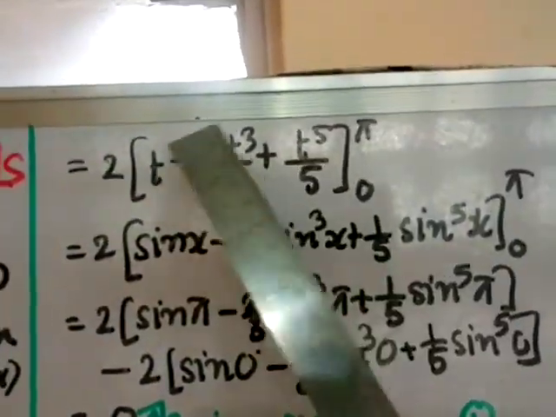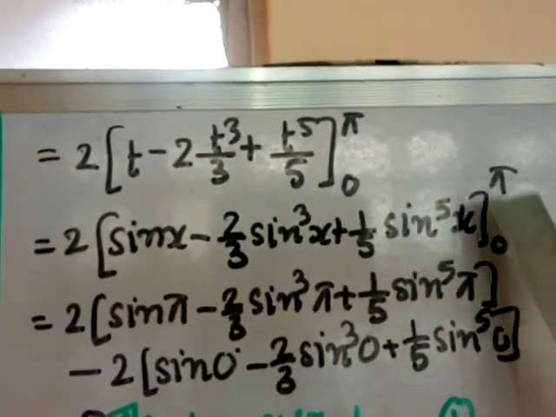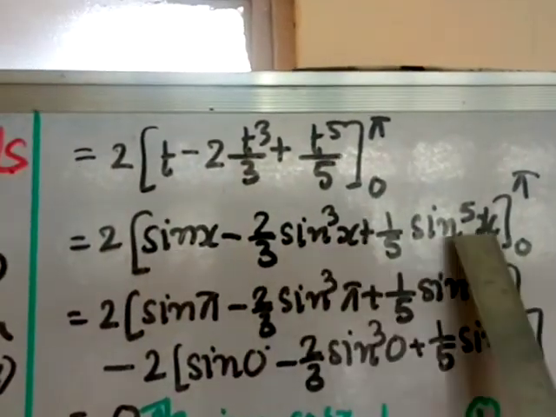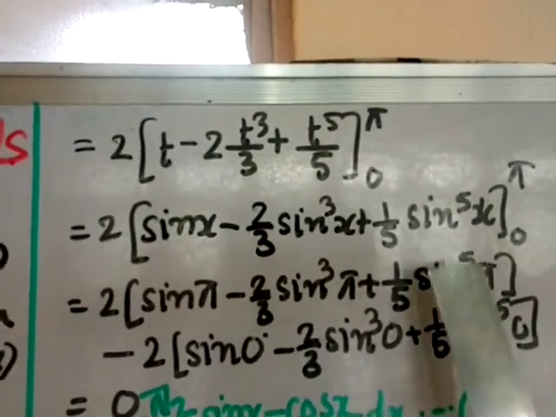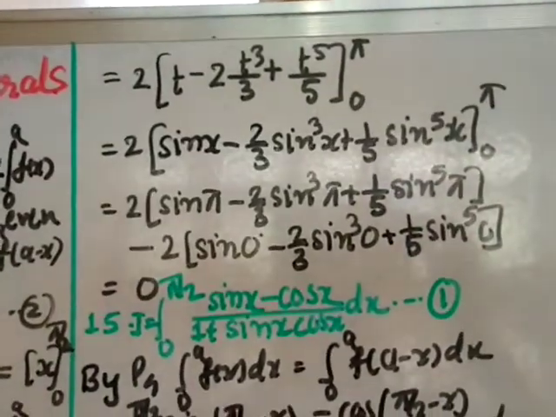Now first I put the value of t back, so sin x, sin x, sin x. Now limit 0 to π. Put first π: sin π is 0, and sin 0 also is 0. So the answer will be 0. The answer for question number 14 is 0.